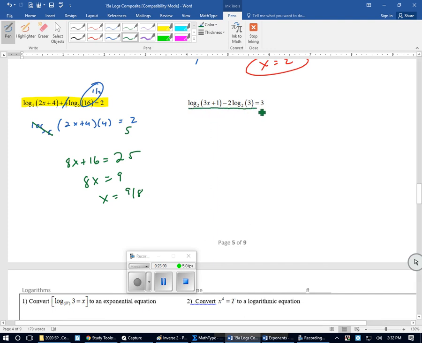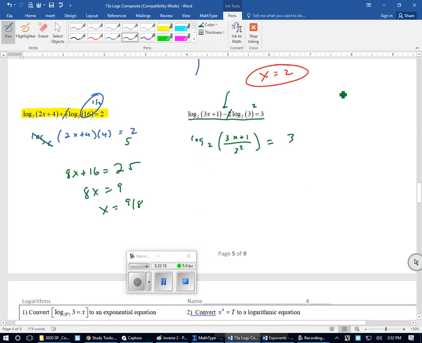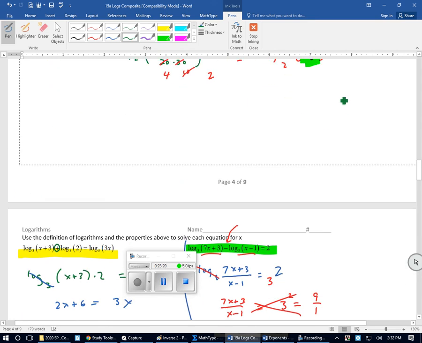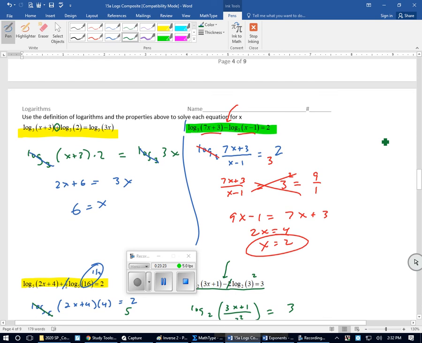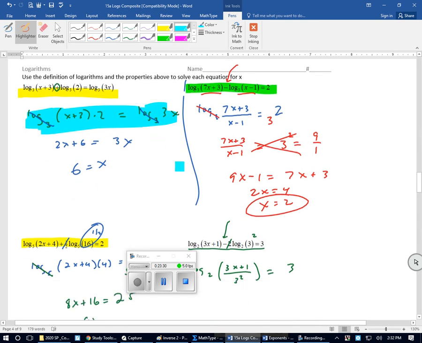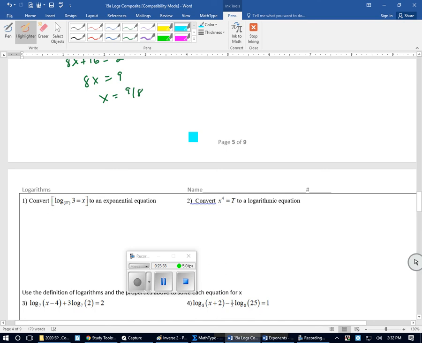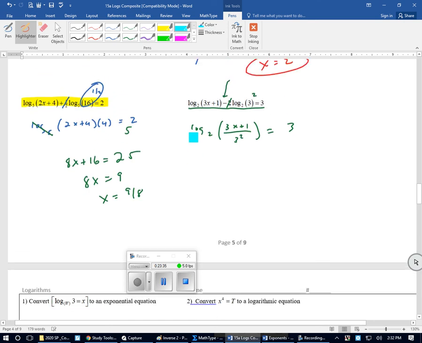When we simplify logarithms, coefficients become exponents. Subtraction becomes division. Now, this problem we had at the top, we had a log on both sides, so I just canceled them. Right here, I had a log on both sides, so I just canceled the logs. None of these others have had a log on both sides, so I've had to use my base to cancel a power.